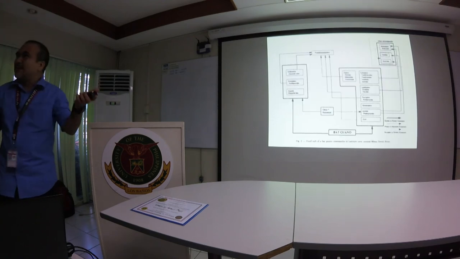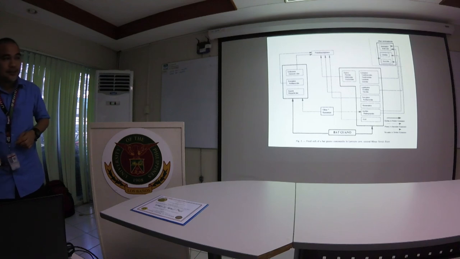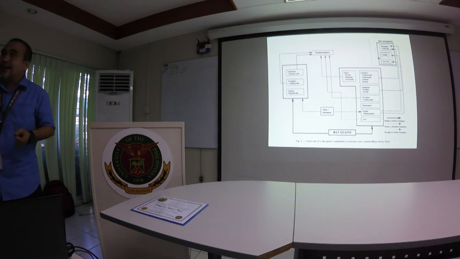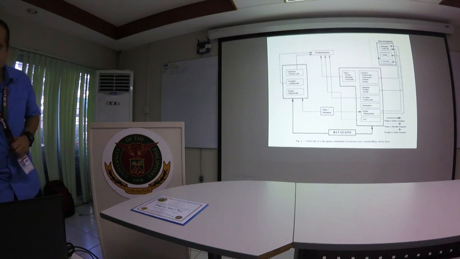All right, so essentially, it's going to look like this. This is another way of constructing a food web. So you have detritus to primary consumer, primary to secondary consumer, and secondary to tertiary consumer.